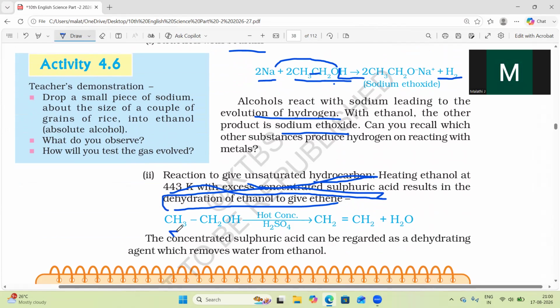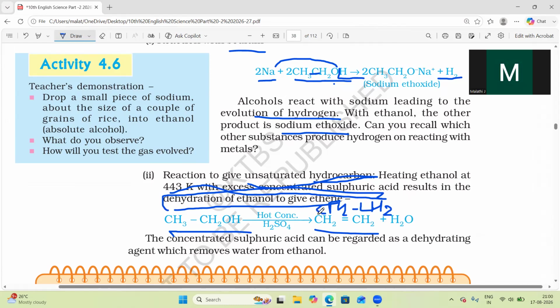So when the dehydration of ethanol takes place, we have to heat the ethanol at 443 Kelvin in the presence of concentrated sulfuric acid. We will get CH2=CH2 here. Why do we get a double bond here? If you observe this product with single bond CH2-CH2.